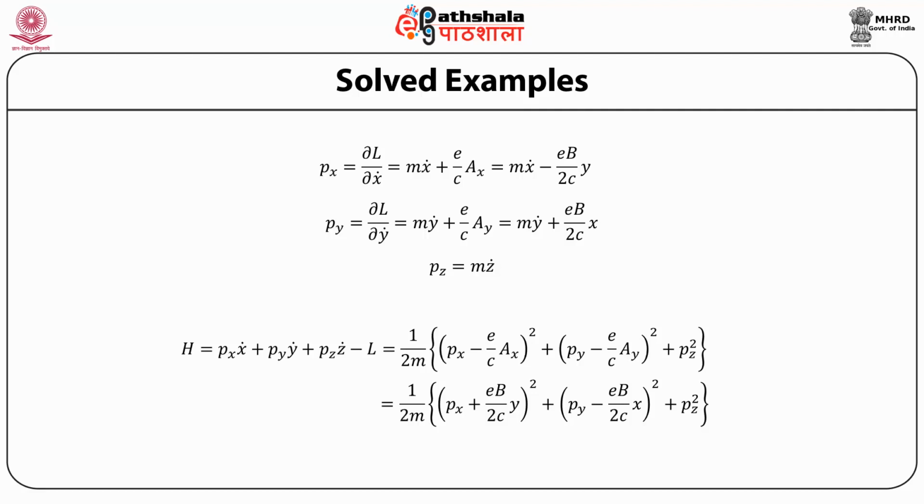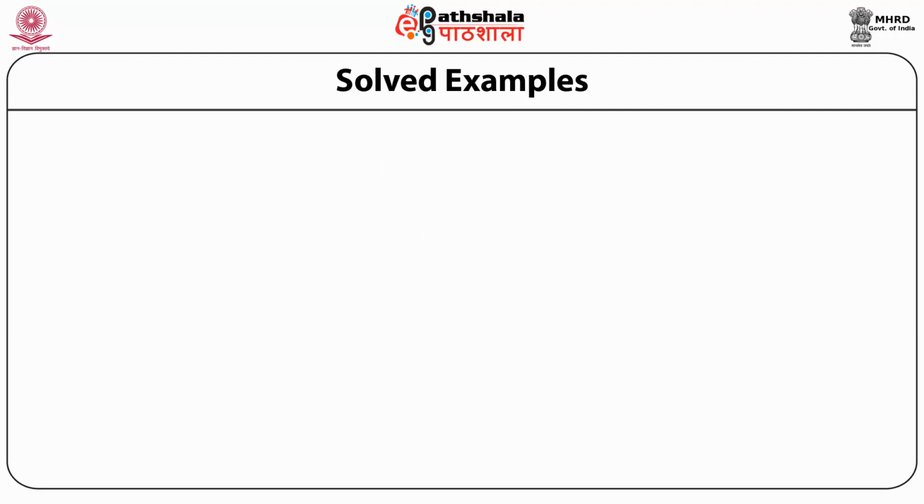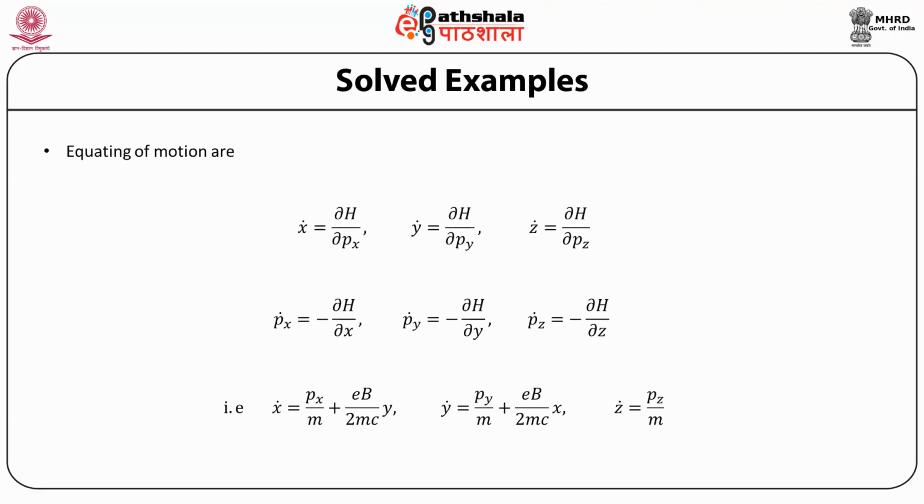Now, having obtained the Hamiltonian, we want to write down the Hamiltonian equations of motion. The Hamiltonian equations of motion you are all familiar with, and it is straightforward now. Our coordinates are x, y, z and our conjugate momenta are px, py and pz. So the equations of motion can be immediately written and we get, for example, x dot is equal to px by m plus eB by 2mc y, and y dot is equal to py by m minus eB by 2mc x, and z dot is equal to pz by m.